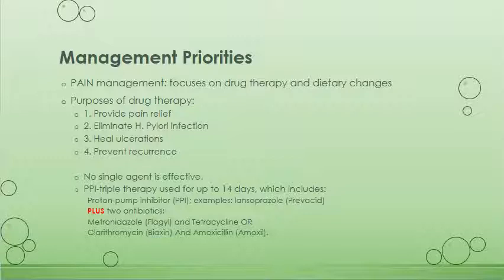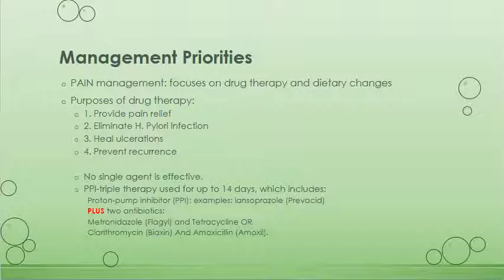Management and the priorities. Pain management is a biggie, focusing on drug therapy and dietary changes to manage the pain of peptic ulcer disease. The purposes of drug therapy are basically these 4 items: to provide pain relief, to eliminate the H. pylori infection, to heal the ulcerations that have occurred, and of course to prevent reoccurrence.